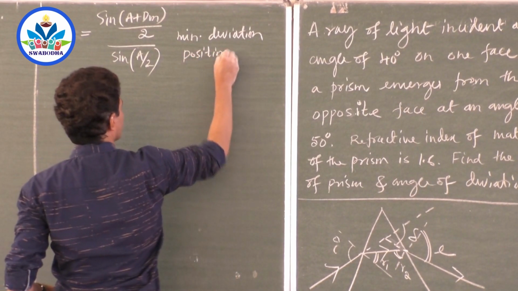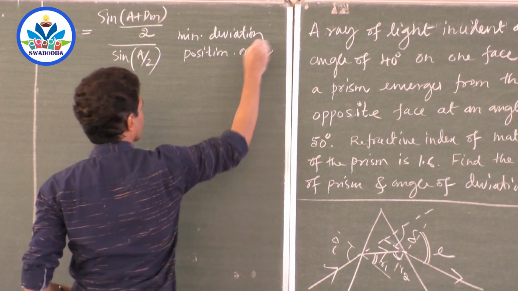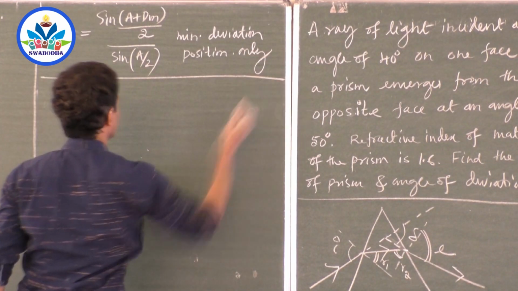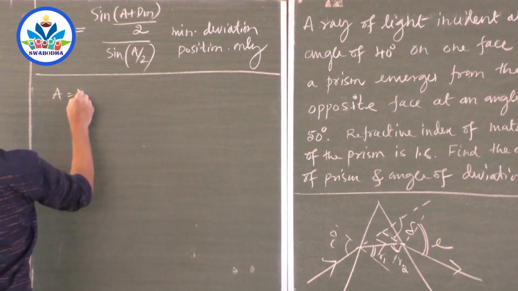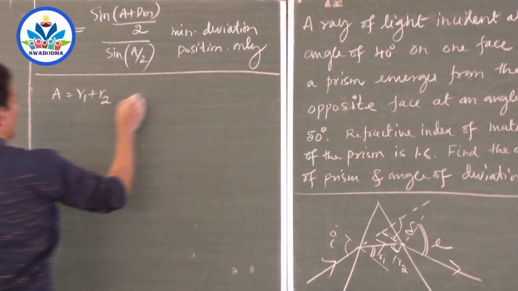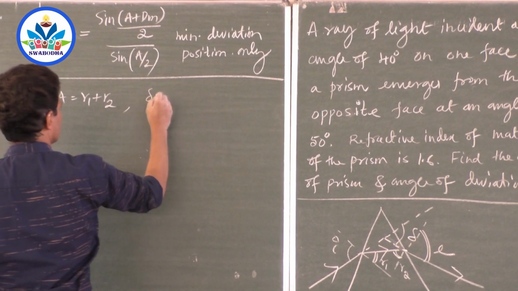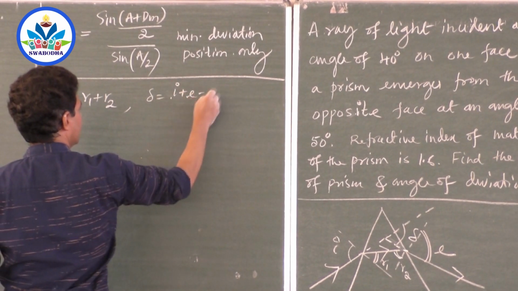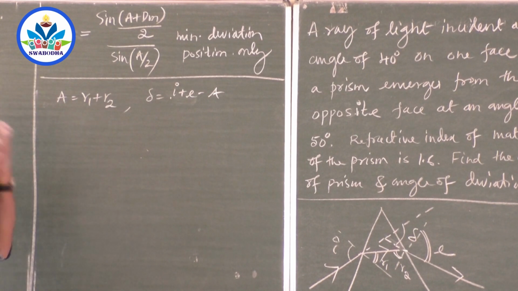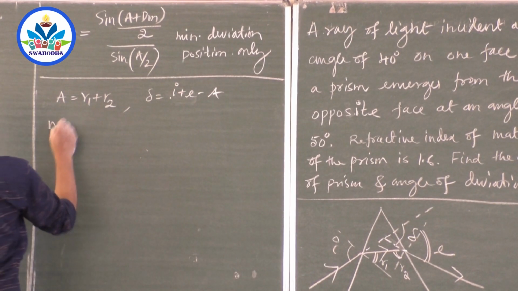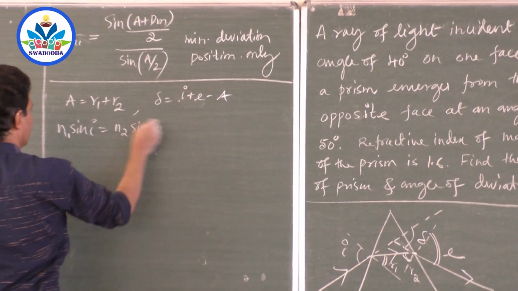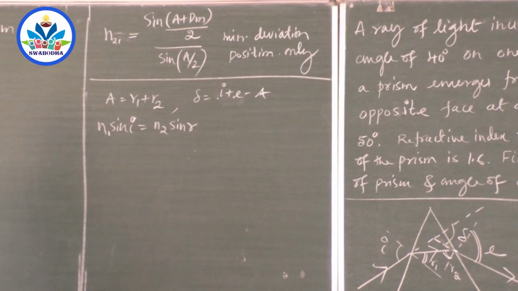This is only for the minimum deviation position. Otherwise, you have to write A is equal to R1 plus R2 and delta is equal to I plus E minus A. That is the formula. And you have N1 sin I is equal to N2 sin R. This one, that you know.